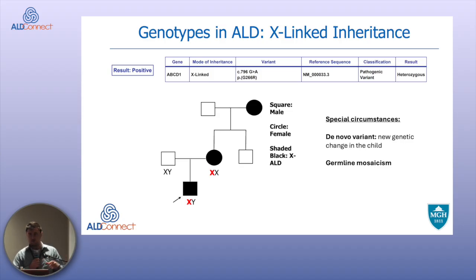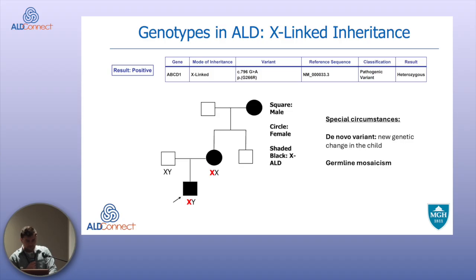Squares are male, circles are female, and if the square or the circle is colored in black, that means you're affected with ALD. So generally, it starts with the boy who's diagnosed, and whether the boy is diagnosed on newborn screen or becomes symptomatic with cerebral ALD or adrenal insufficiency, for example, you do genetic workup, and you see in general that the boy inherited the abnormal X chromosome from his mom.